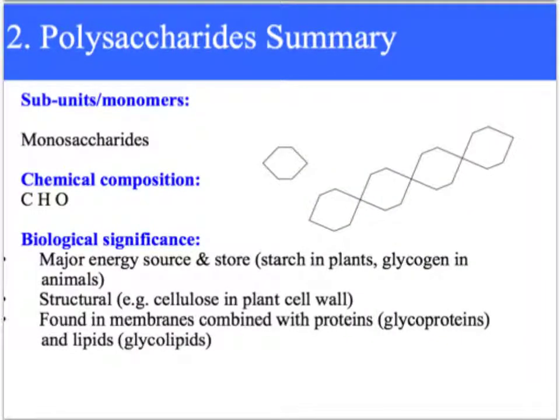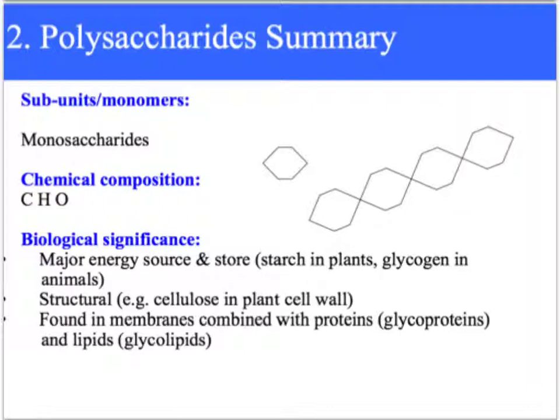So now we're moving on to our polysaccharides. Poly, many, a saccharide is a sugar. Their subunits or their monomers are the monosaccharides. So mono, one. If someone's got a monobrow, they've got one eyebrow. Chemical composition: they're organic, so they must contain carbon and hydrogen linked together. Organic molecules usually contain oxygen as well. Polysaccharides are no exception.